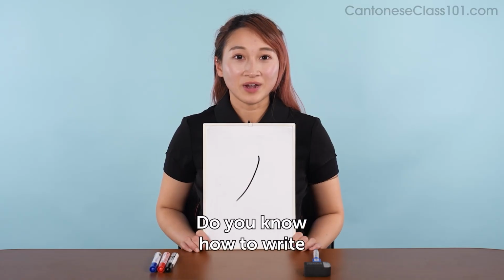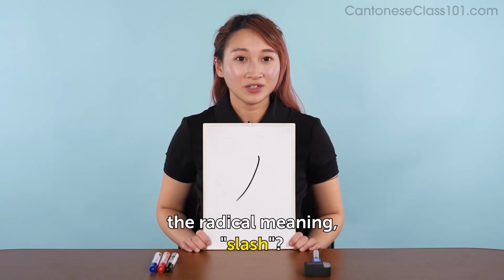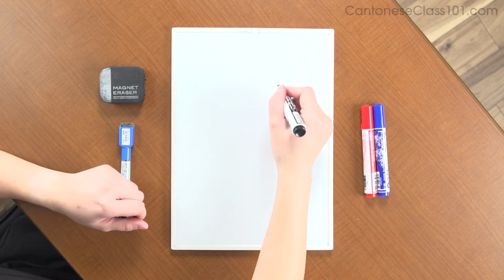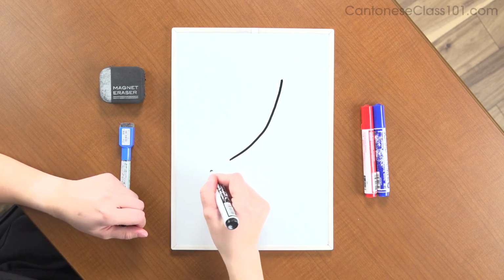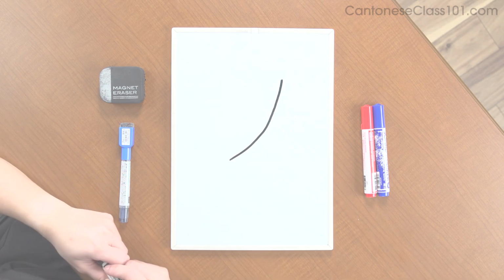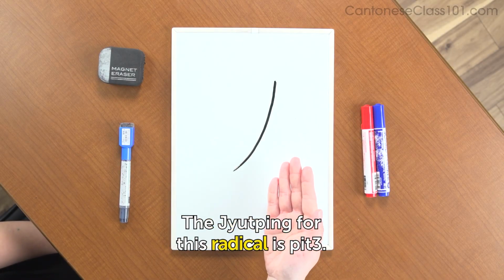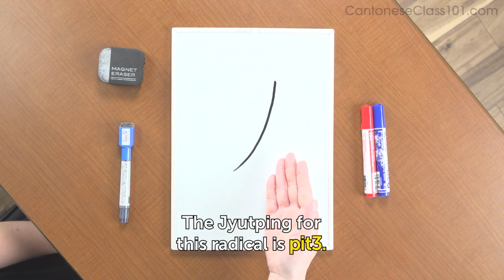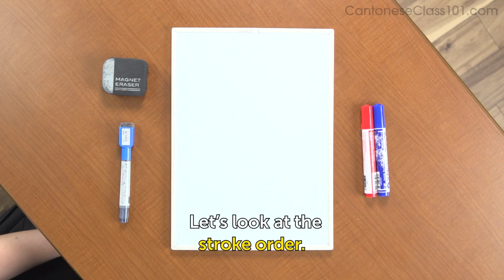Do you know how to write a radical meaning slash? The pinyin for this radical is P. Let's look at the stroke order.